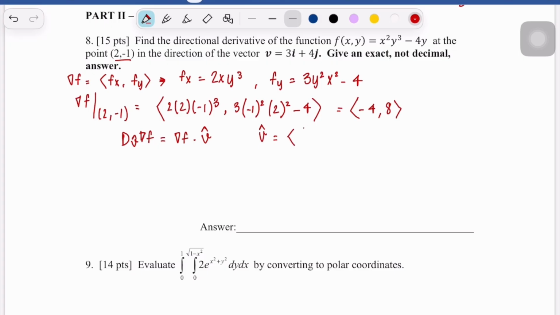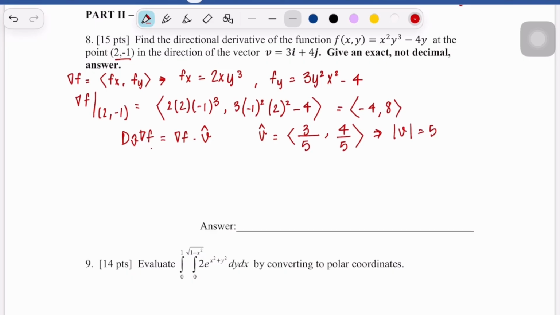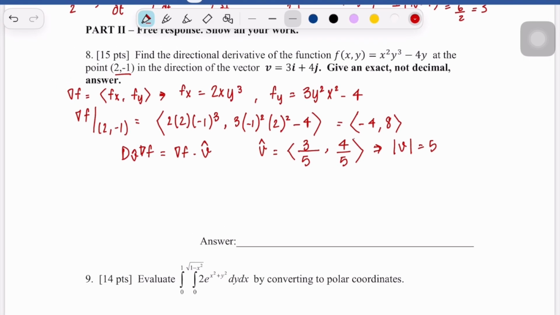That's going to be 3 over the square root of 3 squared plus 4 squared, and that's going to be 5. And yeah, so 4 over 5. And this comes out because the magnitude of v is 5. Okay. Now we just take the dot product of these two values.